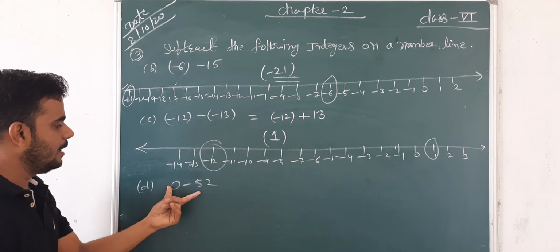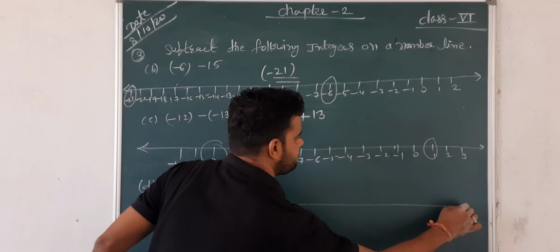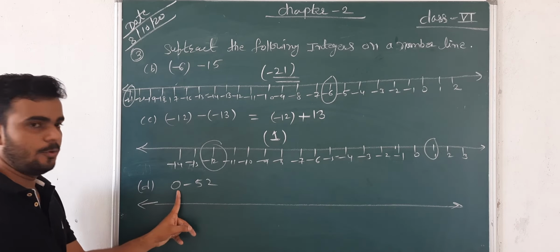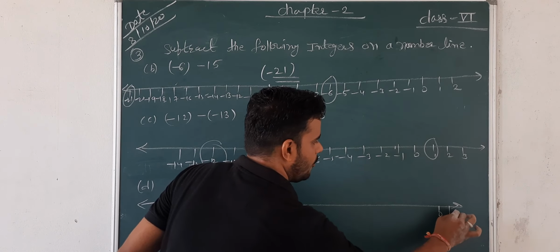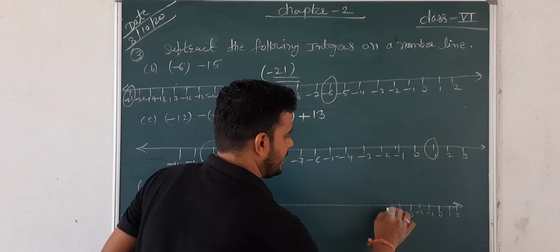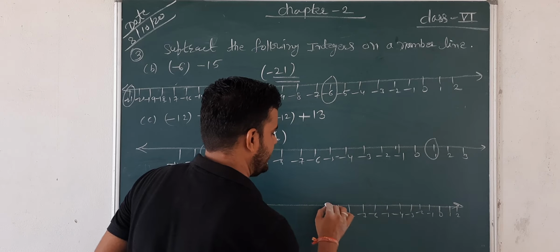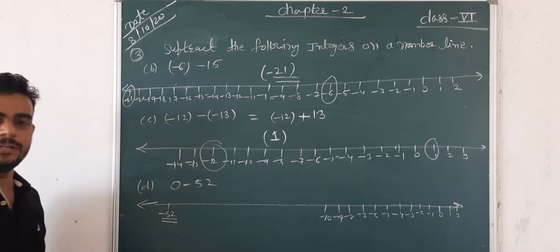Okay. So next one, 0 minus 52. 0 minus 52, it means we have to draw a number line till 0 and afterwards negative 52. So the first number is 0. So 0, 1 and 2. So negative 1, negative 2, negative 3, negative 4, negative 5, negative 6, negative 7, negative 8, negative 9, negative 10, till where do you have to draw? You have to draw till negative 52.